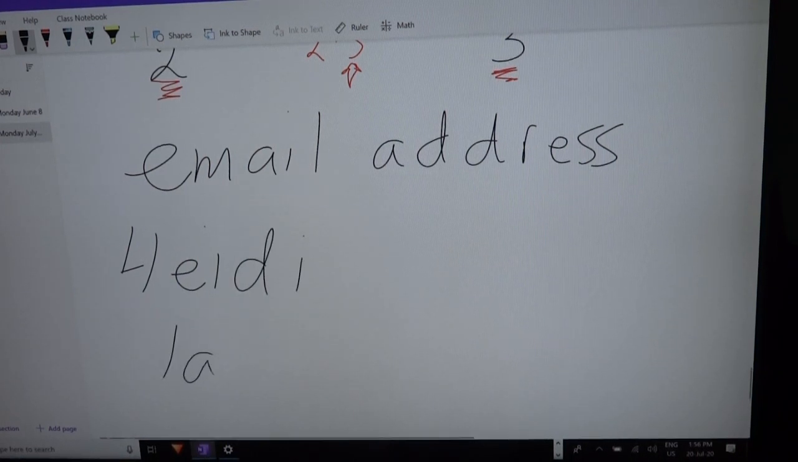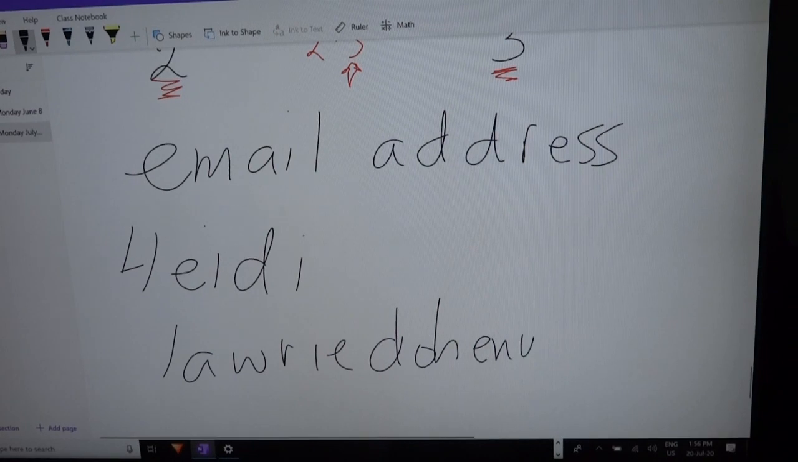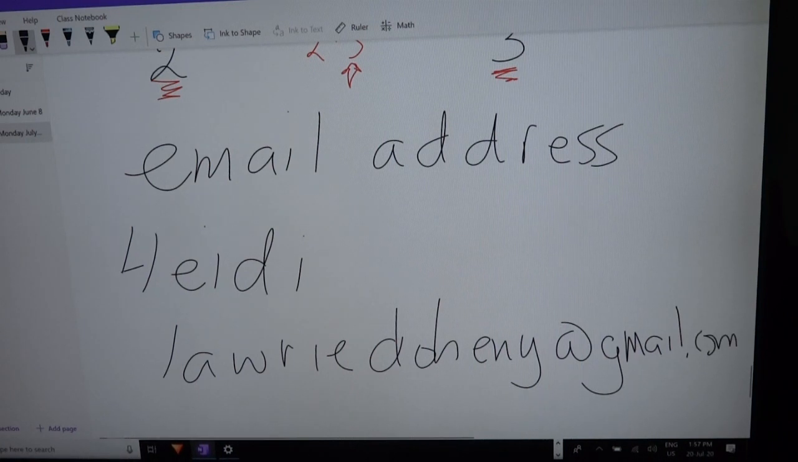My email address is laurie.doheny@gmail.com. Okay, if you can send me an email from your email, then I'll know what it is and I'll send you back a copy of this OneNote and see how you go.